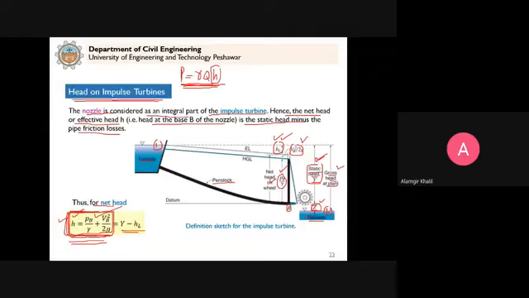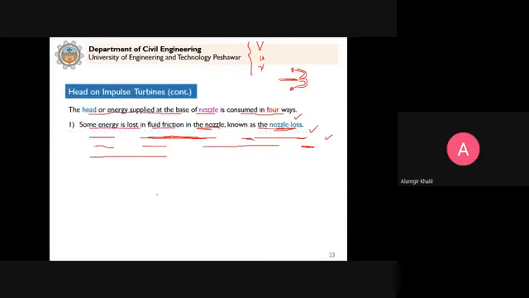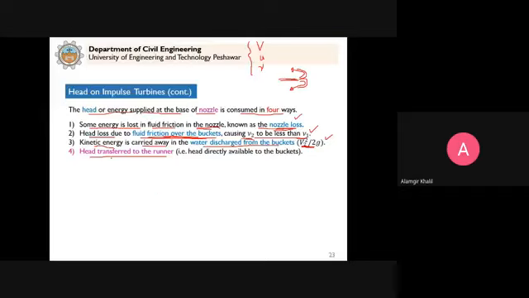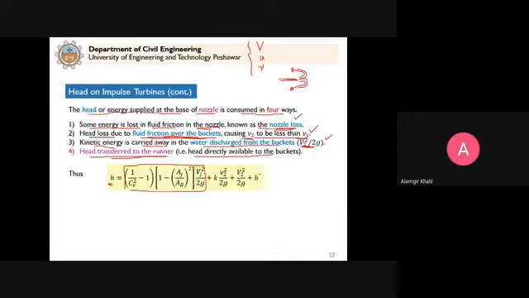Out of this head, if we subtract the 3 losses, that will be the head that will be transferred to the runner, that is, the head directly available to the buckets. So what we can write down is that this H which was available, this is the loss due to the nozzle. You might have developed this equation in your Fluid Mechanics 1 course when you studied the nozzles. This is the head loss due to the nozzle.